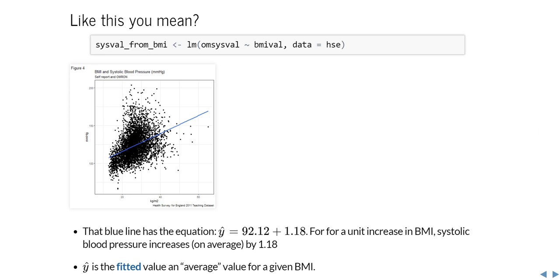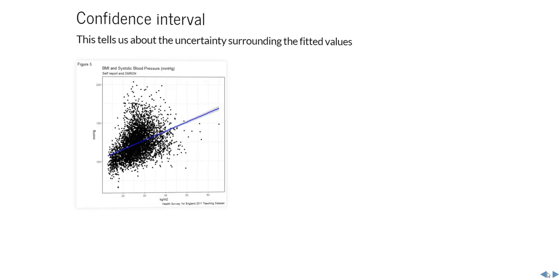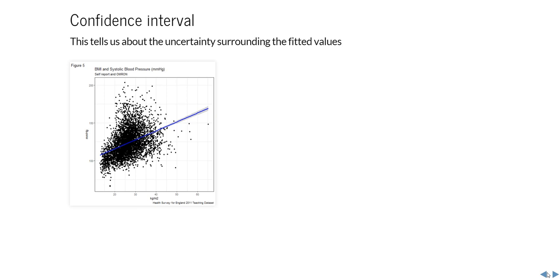So that's the model, but we can do a few more things with the model. And if it's a statistical model, we can do more than draw a line. We can draw a confidence interval around that line. So this is telling us something about the uncertainty around the fitted values.